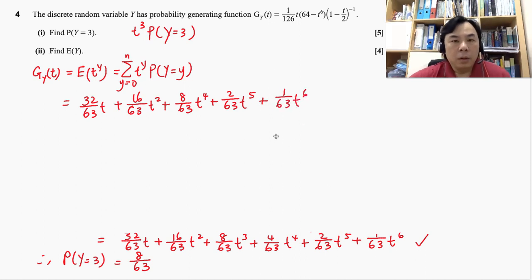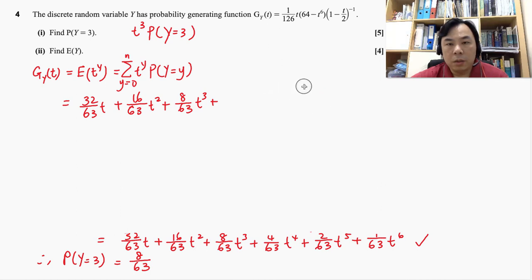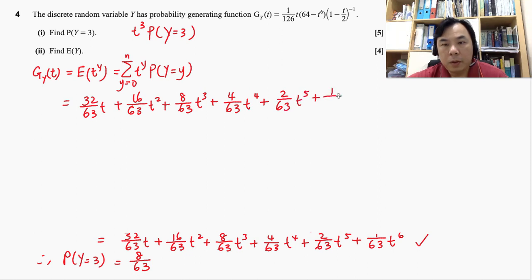Okay, all right. Now we can actually apply differentiation here. Did I miss out any term here? I think I missed out a term. Hold on. So this one's supposed to be a t^3, 8 over 63 t^3. I have another term, 4 over 63. I think I accidentally missed that out. Let me try to complete that. That will be 4 over 63 t^4 plus 2 over 63 t^5, 1 over 63 t^6. Yeah, okay, there you have it.